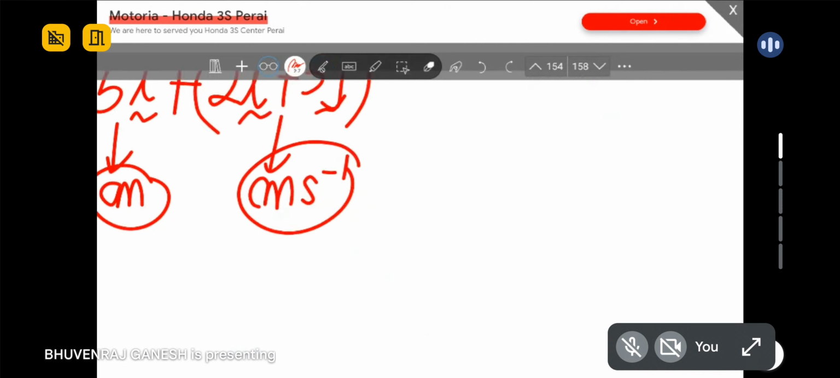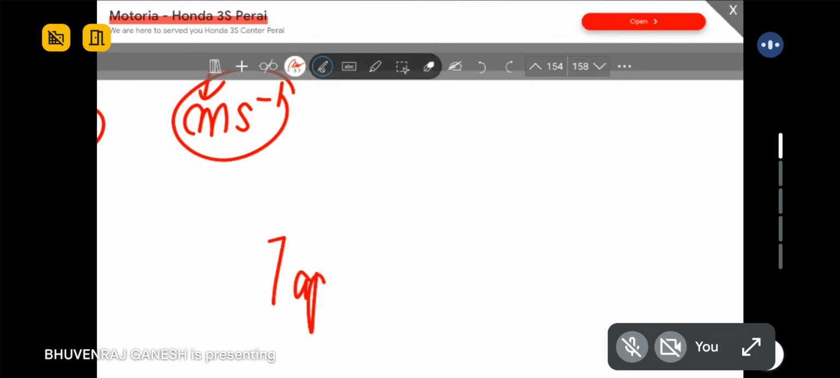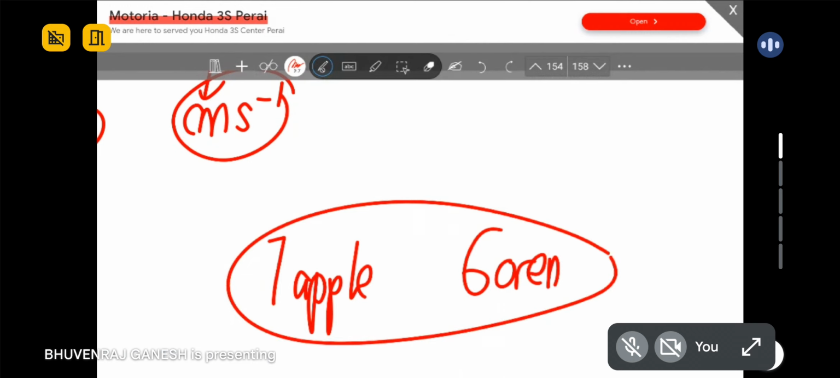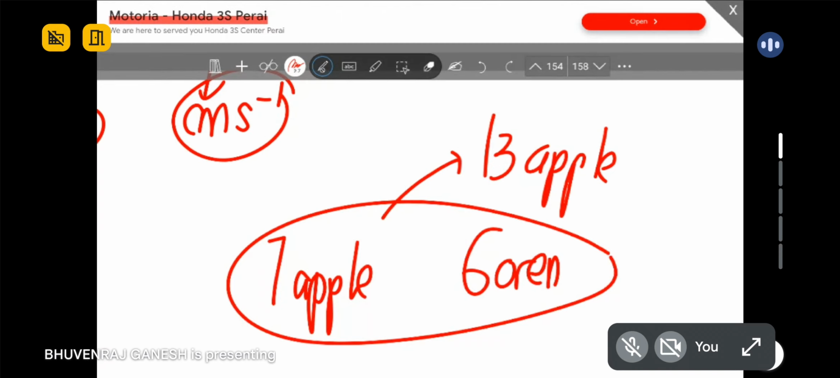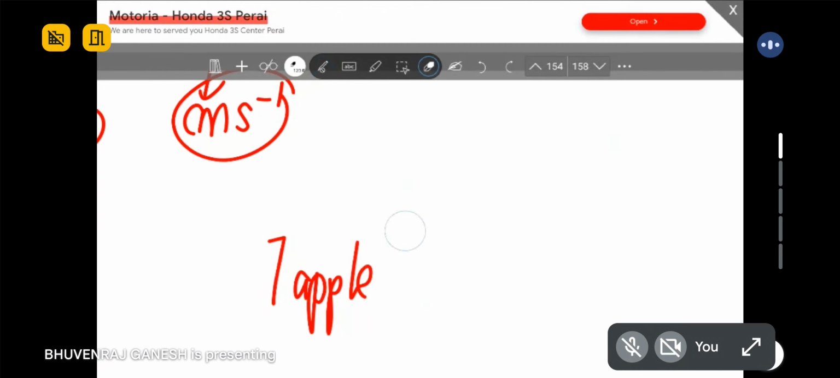Okay, it's just like the concept 7 apple and 6 orange. They are two different things, right? Dia adalah dua benda berbeza. So you cannot just say like, okay, I have 13 apple. Doesn't make sense, right? You must say 13 apple and orange. Am I right? So that's the concept over here.